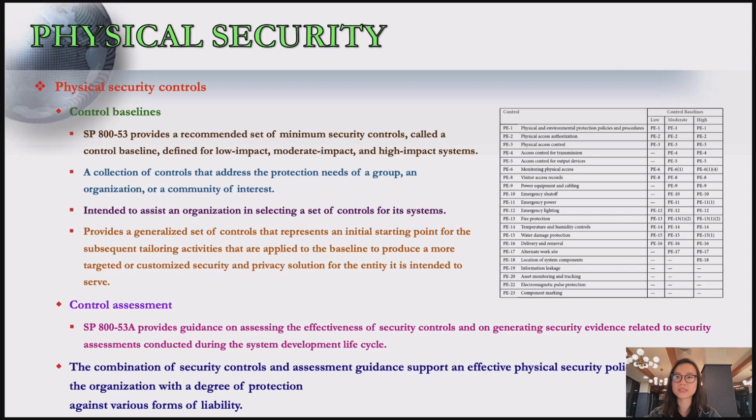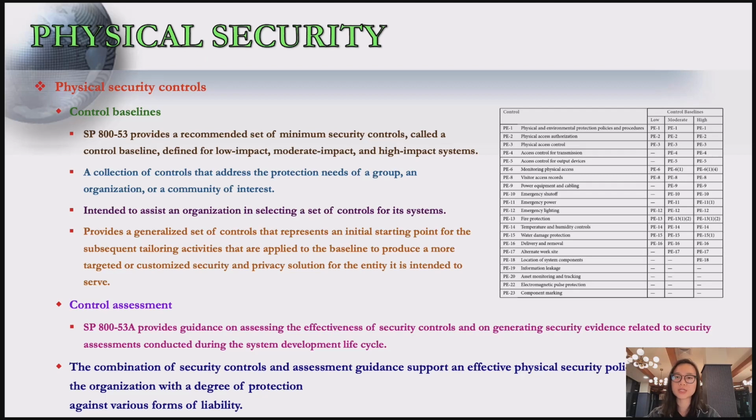Specifically, the control baseline provides a generalized set of controls that presents an initial starting point for subsequent tailoring activities. These activities are applied to the baseline to produce more targeted or customized security and privacy solutions for the entity that it is intended to serve. The table here on this slide shows the control baseline defined for the physical and environmental protection controls.